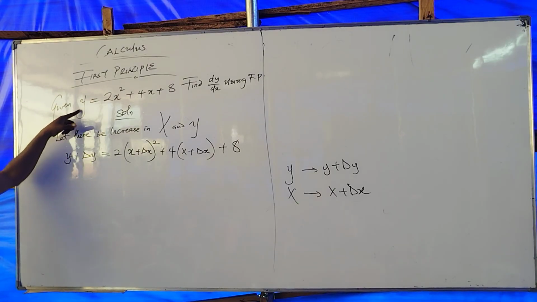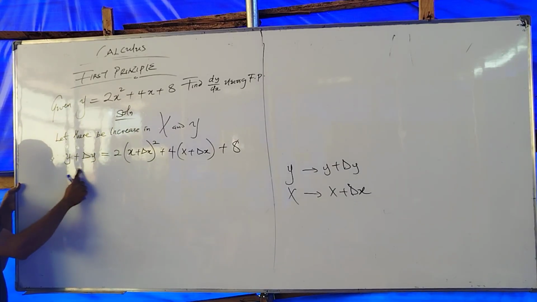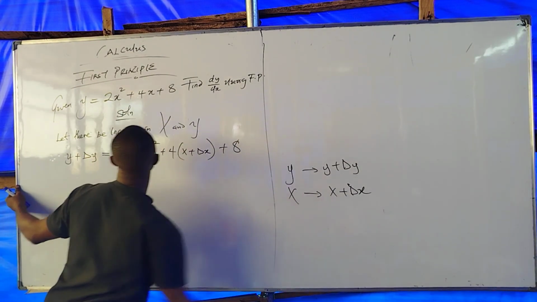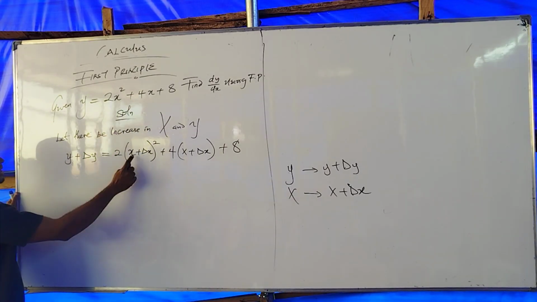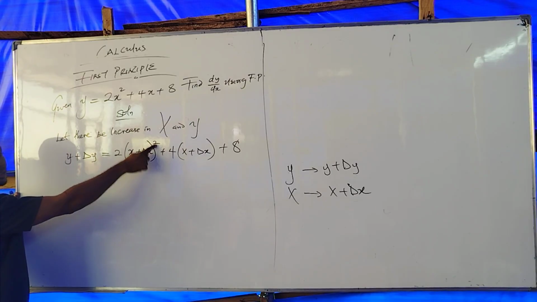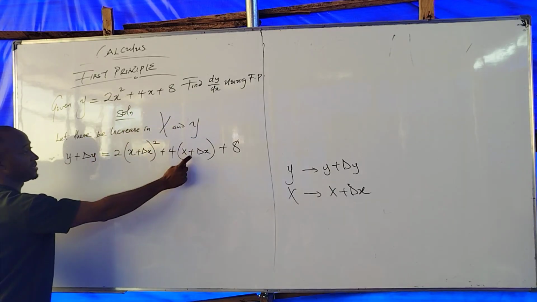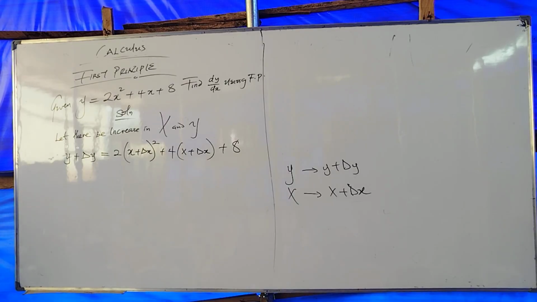Do you get it now? What we have here is y plus delta y, because I replace y with this. So for x, what will be your x? Meaning for this, here becomes 2 times x plus delta x, all squared. This square now is for this x. Plus what again? 4 times x again. Plus 8. Is that clear? Can I proceed now?